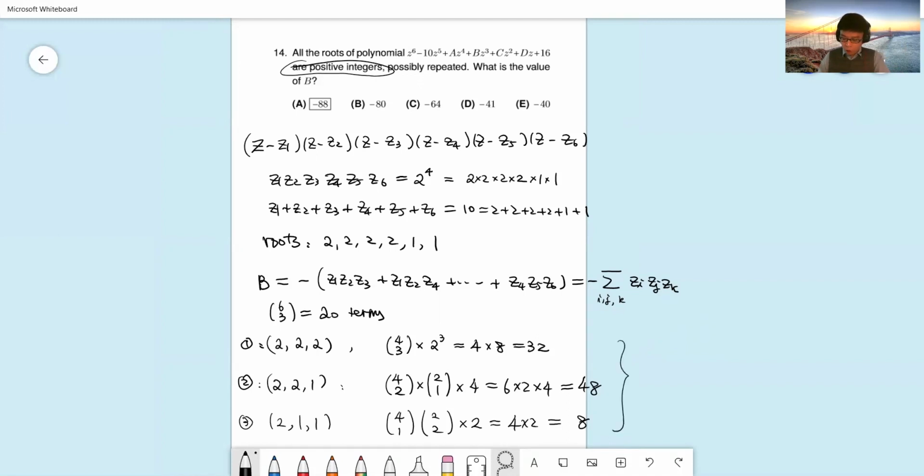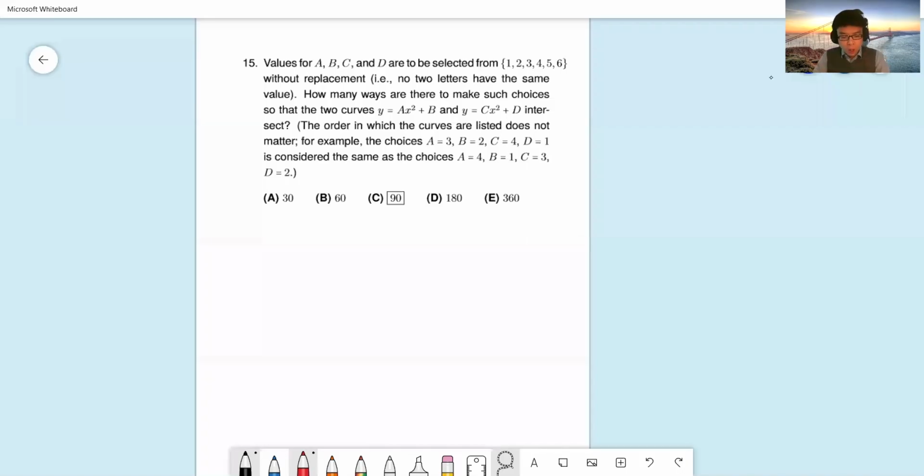Now the summation equals 32 plus 48 plus 8, which is 88. That means the summation of these products equals 88, so b equals negative 88. Right, so the answer is A, negative 88.